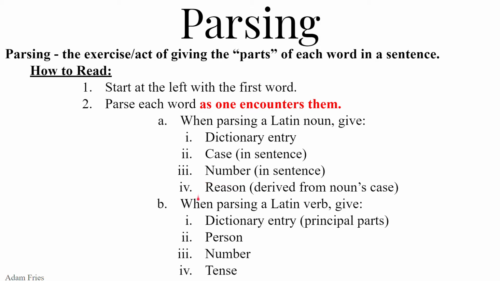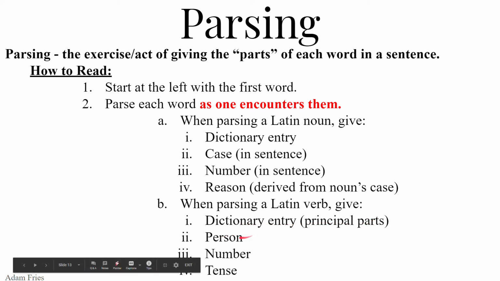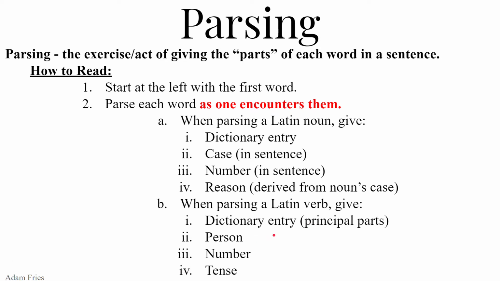When you come across a Latin verb, to parse it, give the dictionary entry. That means giving the four principal parts. Give the person, so first, second, or third. The number, either singular or plural. The tense: the only tense you know right now is the present tense, so that should be pretty easy.